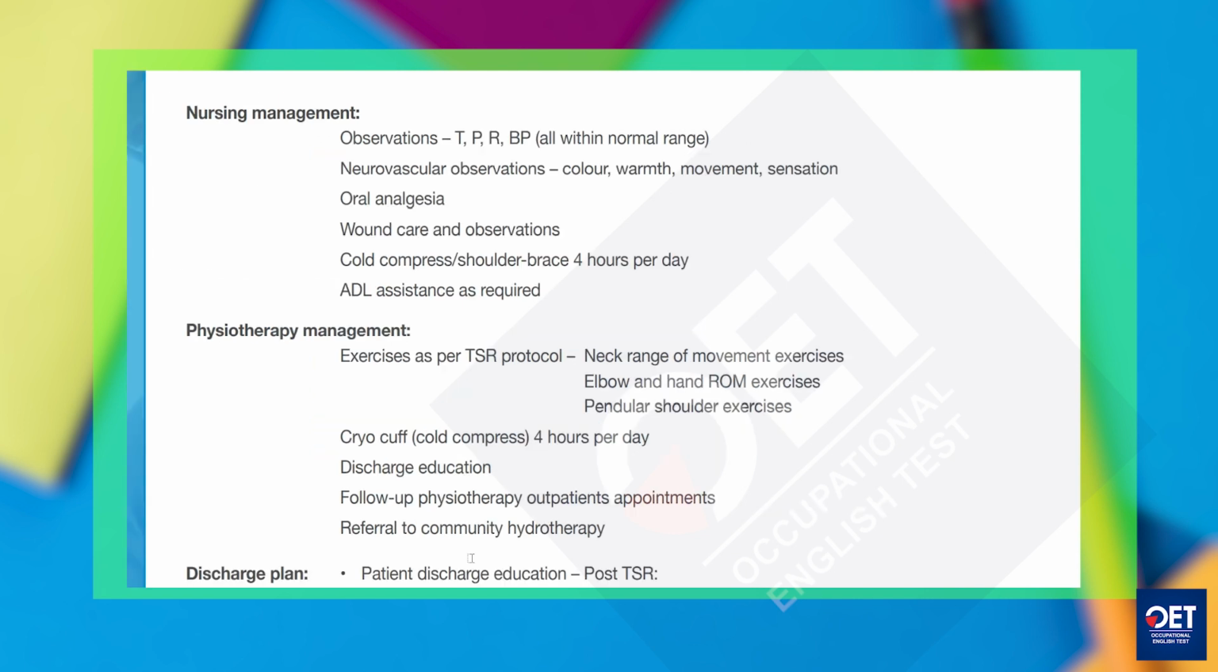And what are the nursing managements? Observations, that is TPR and BP, were all in normal range, meaning pulse, temperature and blood pressure were all normal. All the vital signs were normal. Neurovascular observations, color, warmth, movement, sensation, everything was fine. Oral analgesia was given. Wound care and observations, cold compression, shoulder brace 4 hours per day, and she was assisted in daily living activities as required.